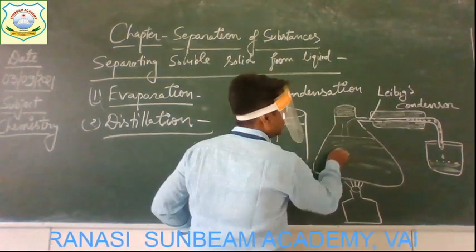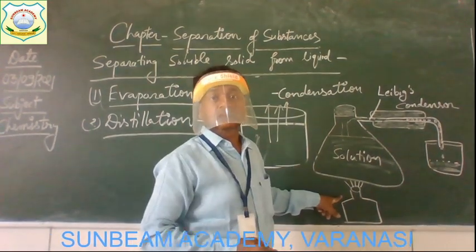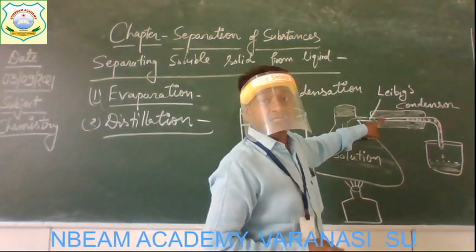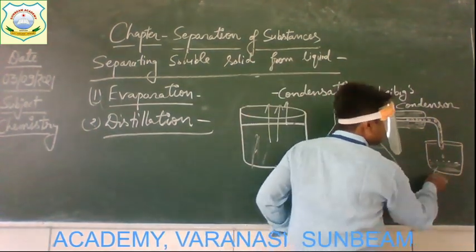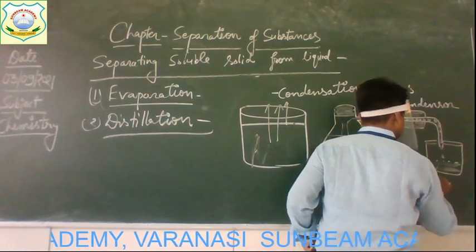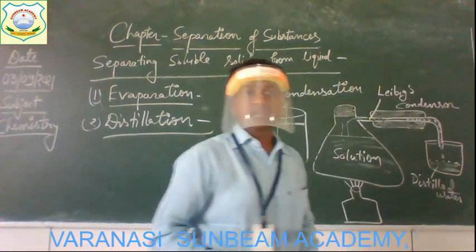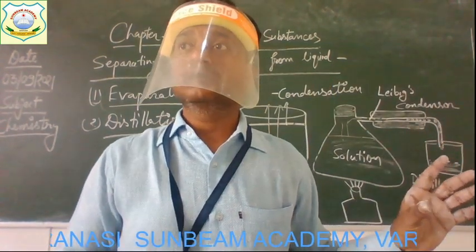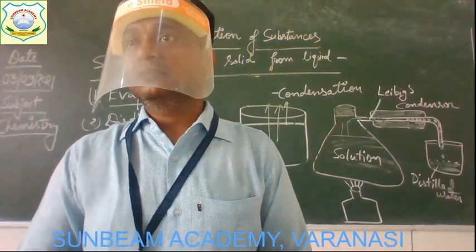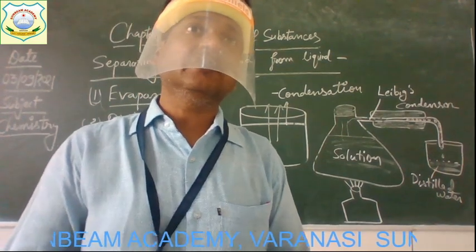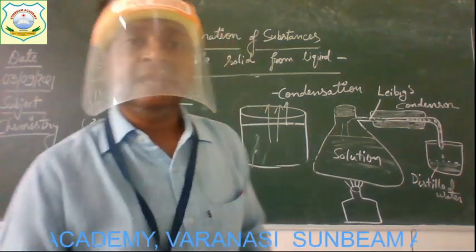Here we have the solution of water and impurities. This is the burner used for heating. This is Liebig's condenser. And here is the distilled water collected. Alright, so this is which method? The distillation method. Everyone understood this method or not? Understood. Alright, very good. Now, come to the next.